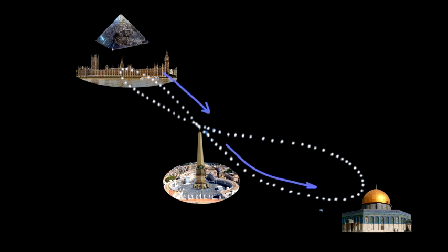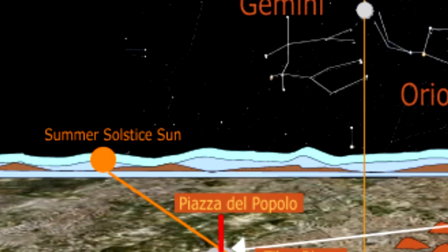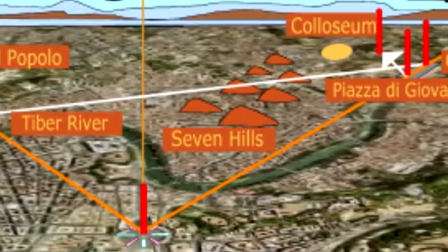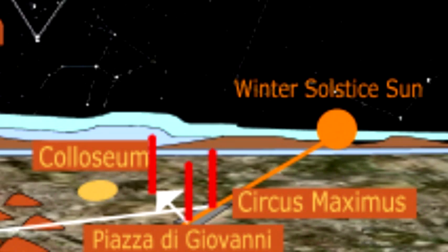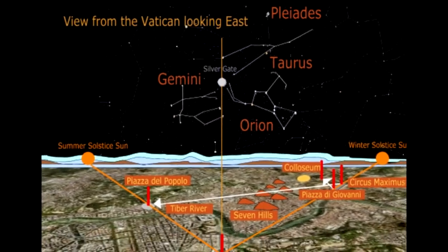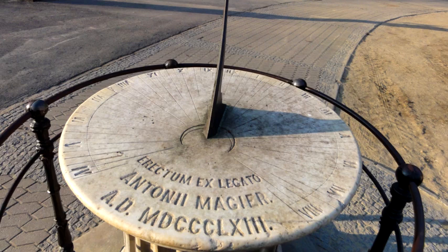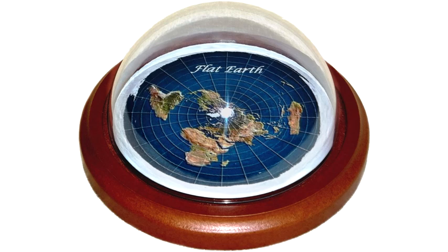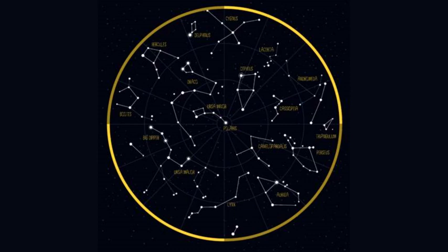So how would this system work and what would be the purpose? Thinking about this, I did some investigations about the St. Peter's Square. Apparently, there is an alignment with summer solstice and winter solstice. Well, maybe it is just a solar time clock. But then I started thinking, the Dome of the Rock.